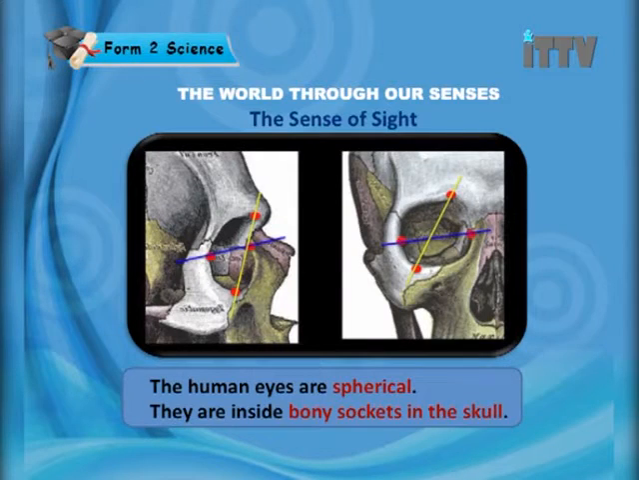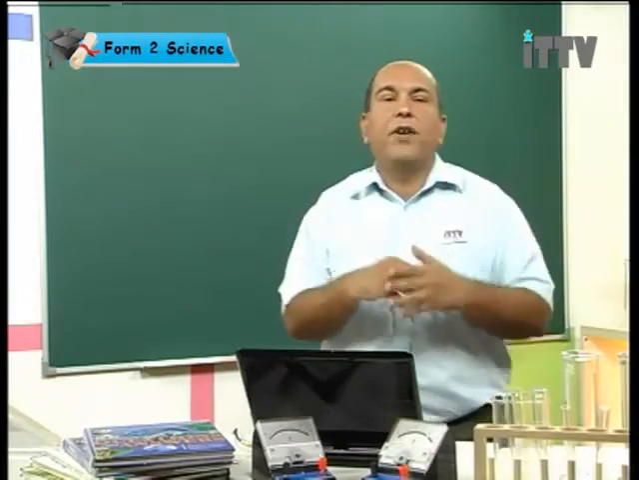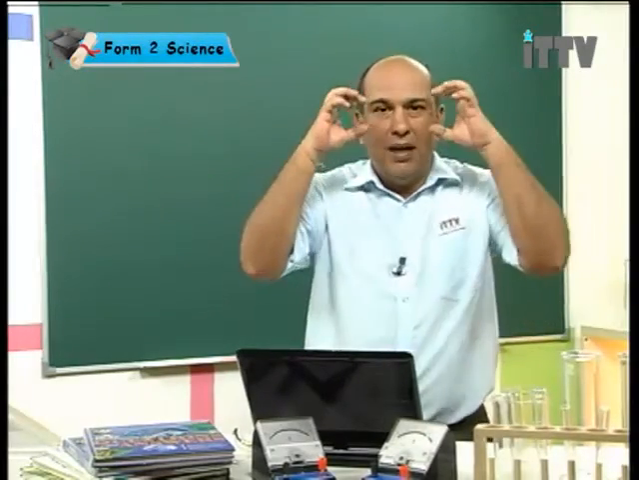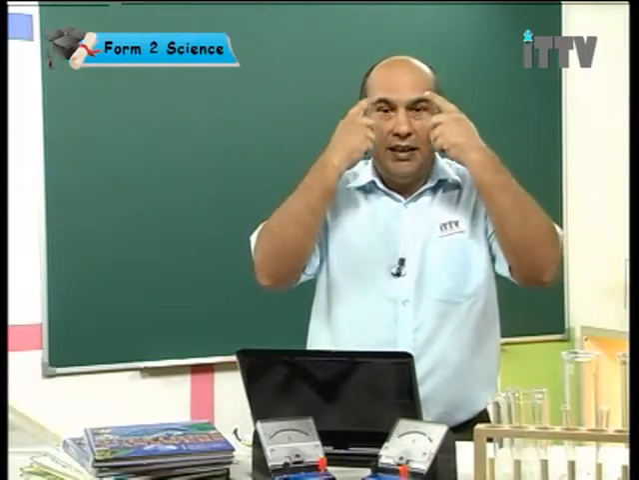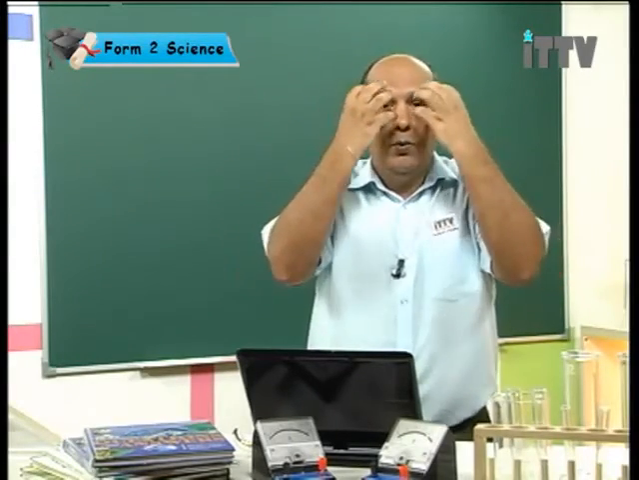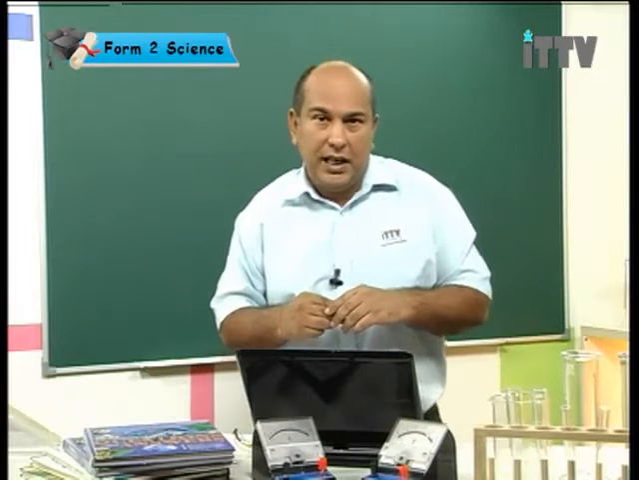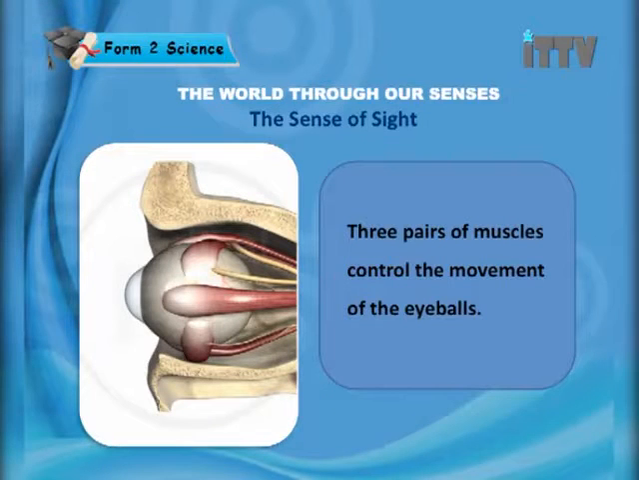The human eyes are spherical. They are inside bony sockets in the skull. So you have two eyes which sit in the front of your face. Both of them are round in shape and they sit inside our eye sockets, which are on either side of our skull. Three pairs of muscles control the movement of the eyeball.